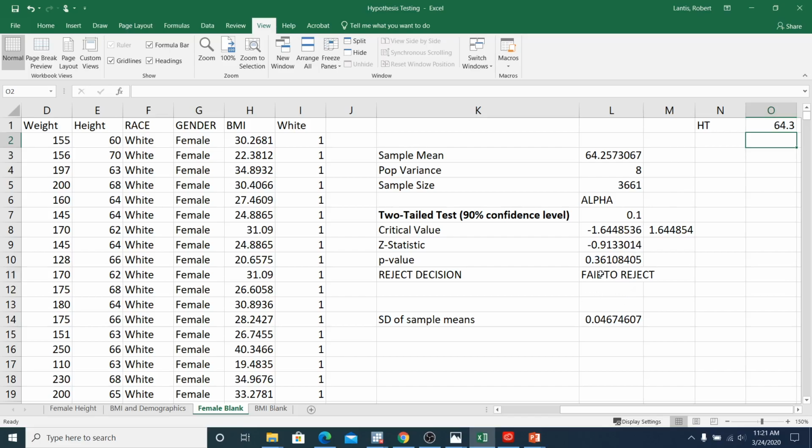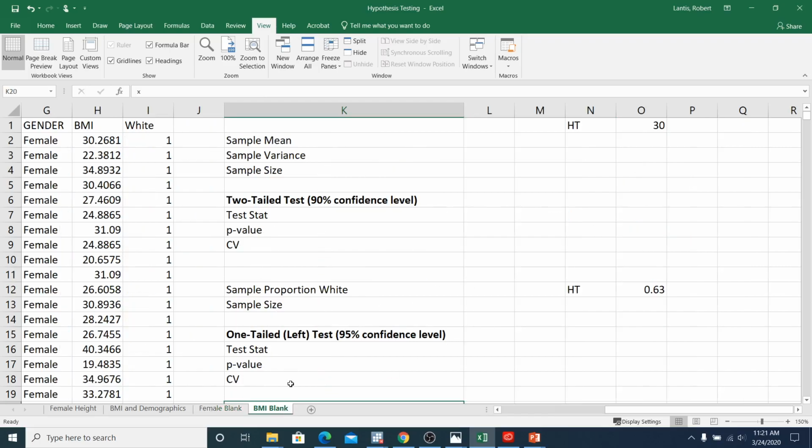This if statement is kind of fun to see. It puts the words in there for you, makes it really nice and easy to see. So we'll go to the BMI blank worksheet. We'll go through two more examples.